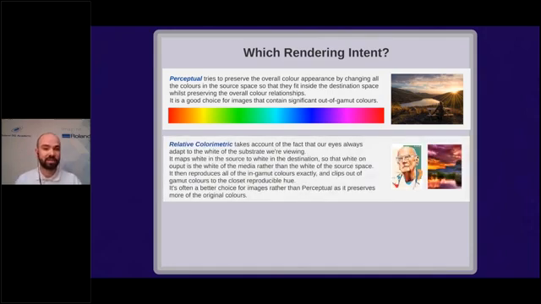Relative colorimetric takes account of the fact that our eyes adapt to the white of the substrate we're viewing. It maps the white from the source white, so from the file, into the destination, so that the white on the output is the white of the media rather than the white of the source space. If that makes sense. It then reproduces all of the in-gamut colors exactly, as we mentioned, and it just brings in the out-of-gamut colors to their closest reproducible hue.